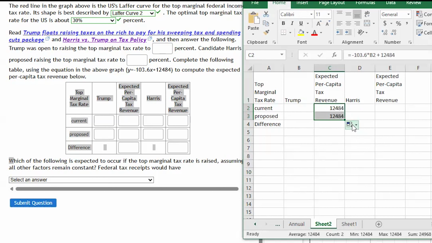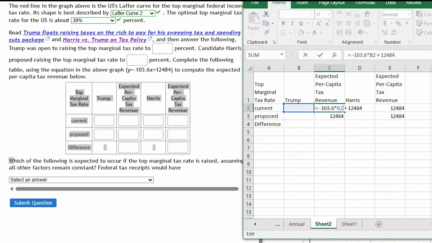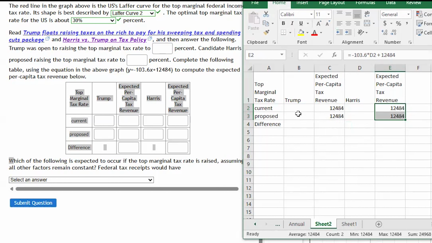Now these numbers are identical because there's nothing in the blue cells here. It's plugging 0 into there. So it's multiplying 0 times that number, and then it's adding 0 to the intercept. And that's why you get these same numbers in these 4 boxes.